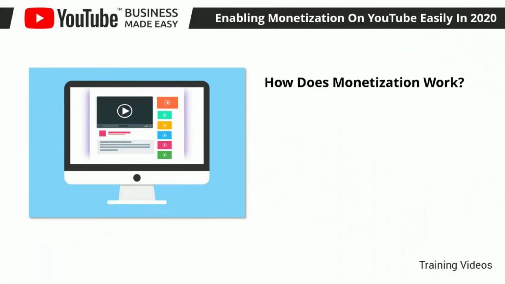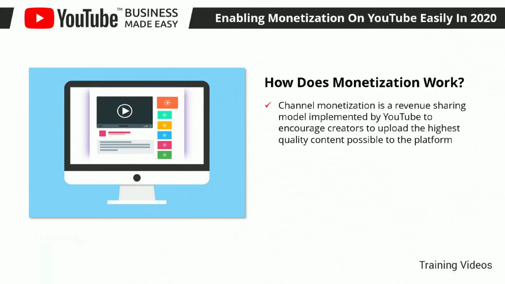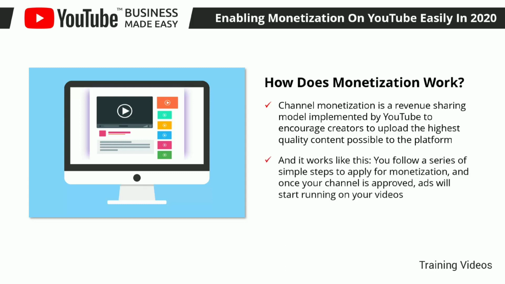How does monetization work? Channel monetization is a revenue-sharing model implemented by YouTube to encourage creators to upload the highest quality content possible to the platform. The more a creator is able to engage viewers and increase watch time, the more money they can make. And it works like this.